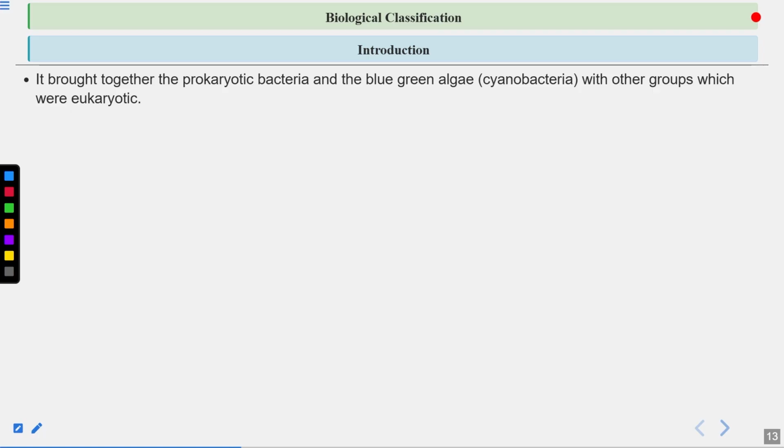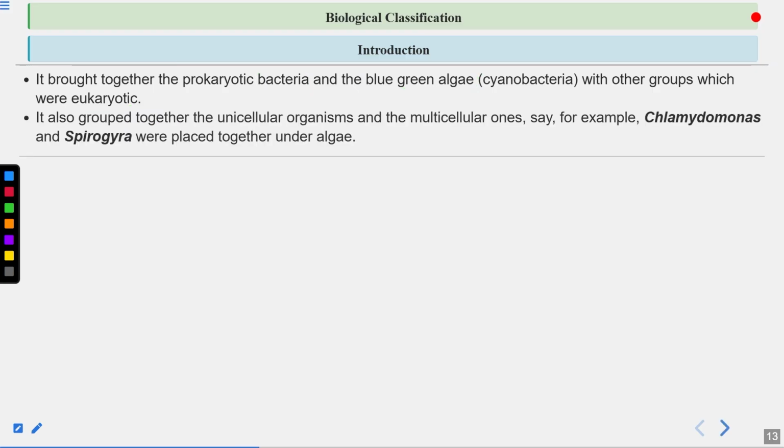clear? It brought together the prokaryotic bacteria and the blue-green algae with other groups which were eukaryotic. So bacteria is prokaryote, blue-green algae, this is a prokaryote. These were placed with the eukaryotic organisms, which is not correct.